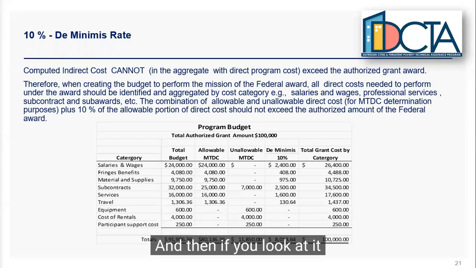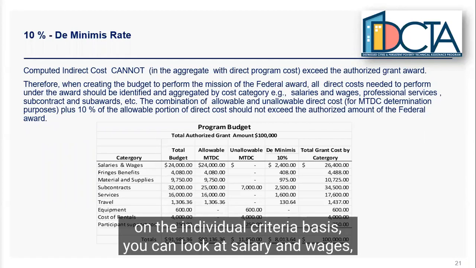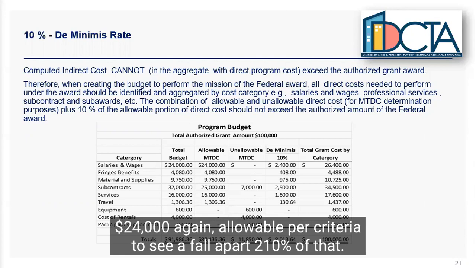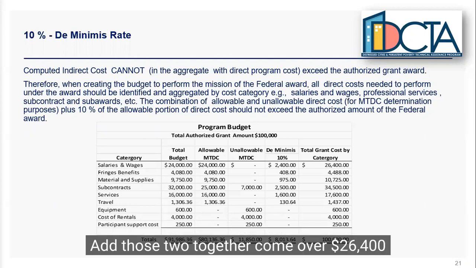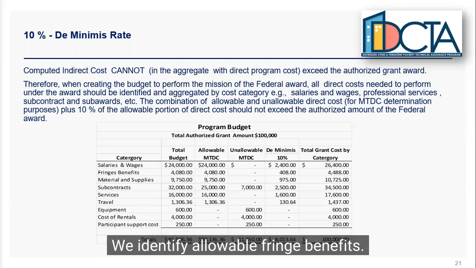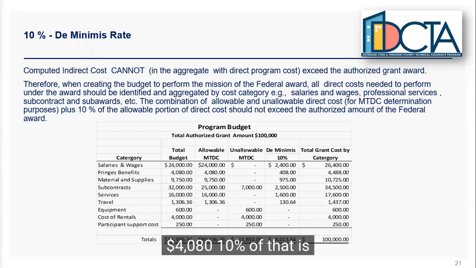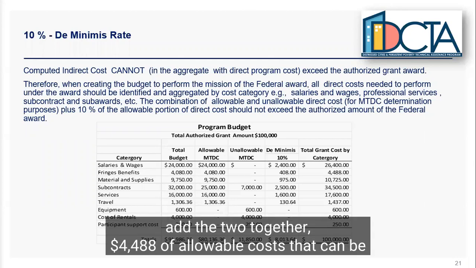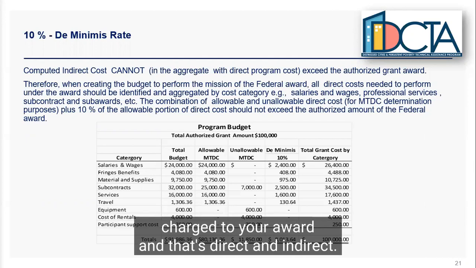And if you look at it on the individual criteria basis, you can look at salary and wages, $24,000. Again, allowable per the criteria in 2 CFR Part 200. 10% of that, add those two together, and you come up with $26,400 of cost that's going to be charged for salary and wages to the award. Same thing for fringe benefits. We identify allowable fringe benefits, $4,080. 10% of that is $408. Add the two together, $4,488 of allowable costs that can be charged to your award.